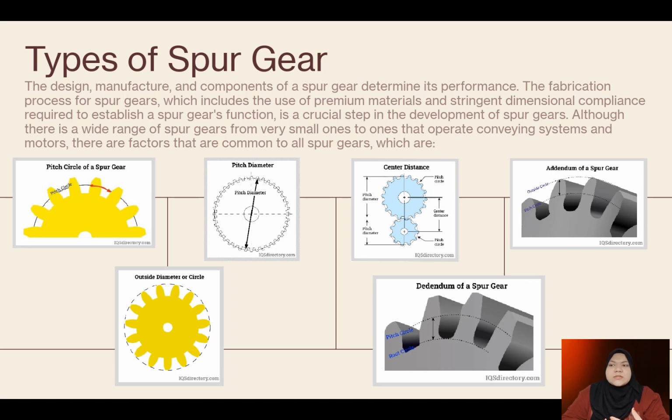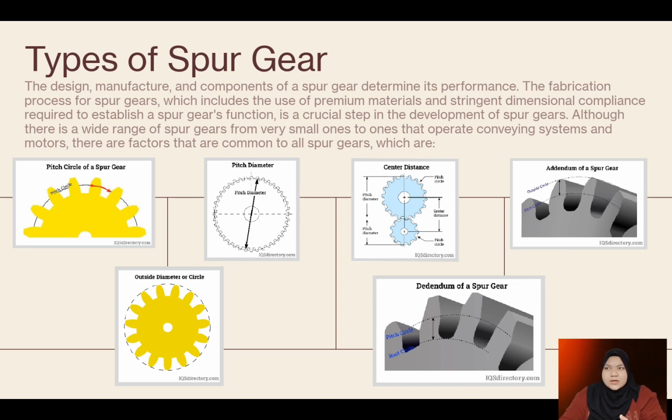Next is center distance. The center distance is the distance between the centers of two meshed gears and is the sum of the pitch diameters divided by 2. Next is spur gear addendum. The addendum is the height of a tooth of a gear from the pitch circle to the top of the tooth.